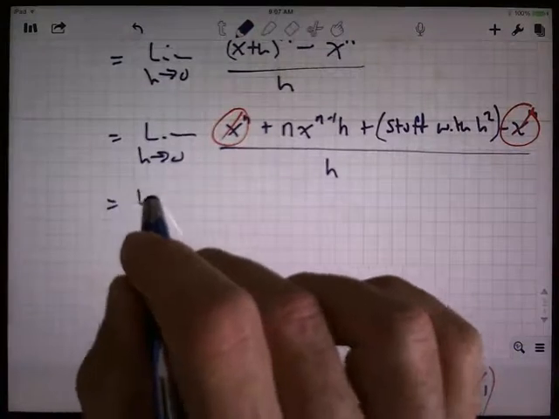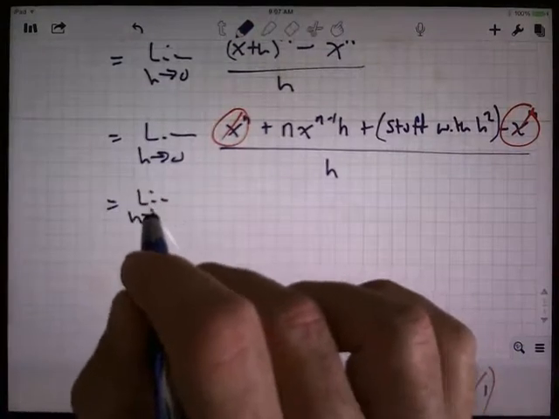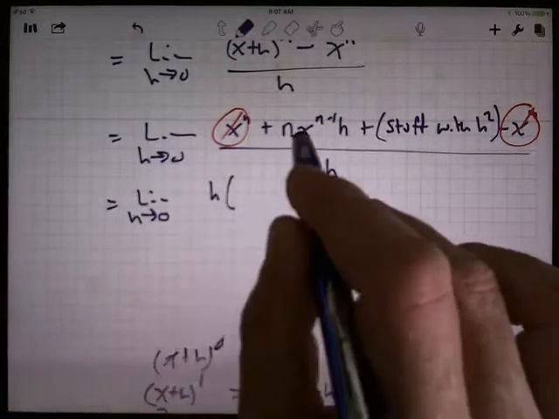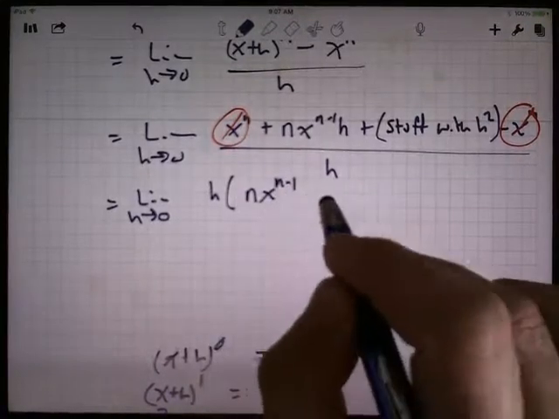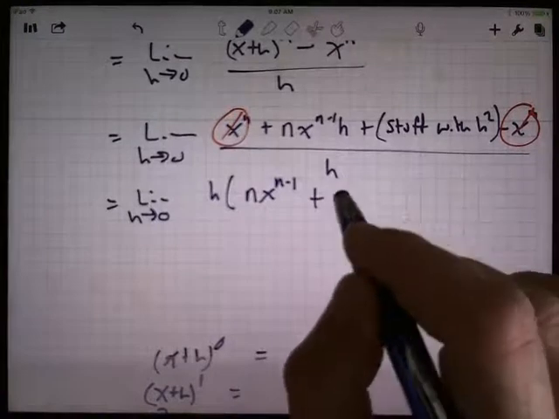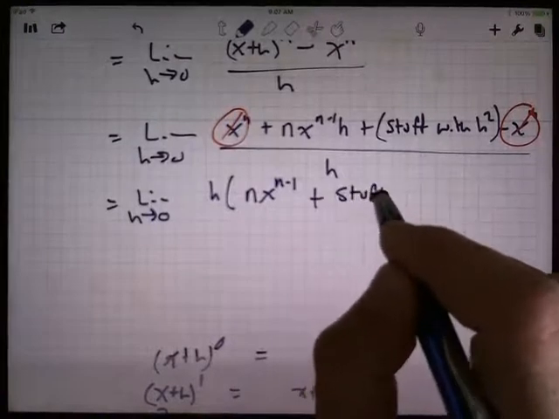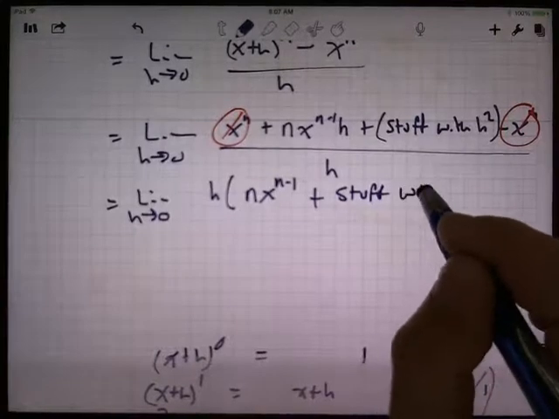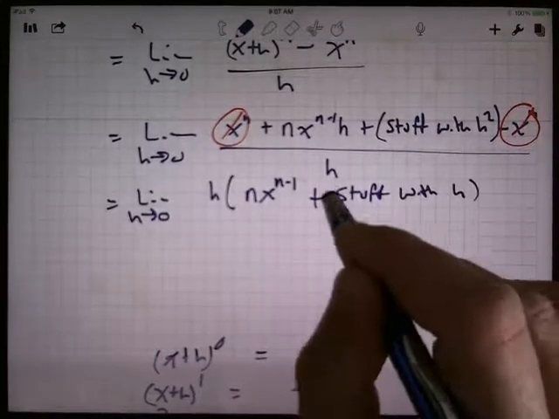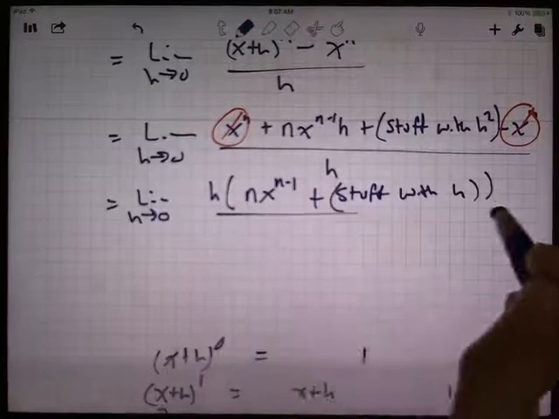So now I'm looking at the limit as h goes to 0. I'm factoring out an h, so the first term here is nx to the n minus 1, and then all this stuff had at least an h squared in it, but when I factor an h out, it's got at least a factor of h in it. So this is just stuff with h, and then I'm dividing by h.